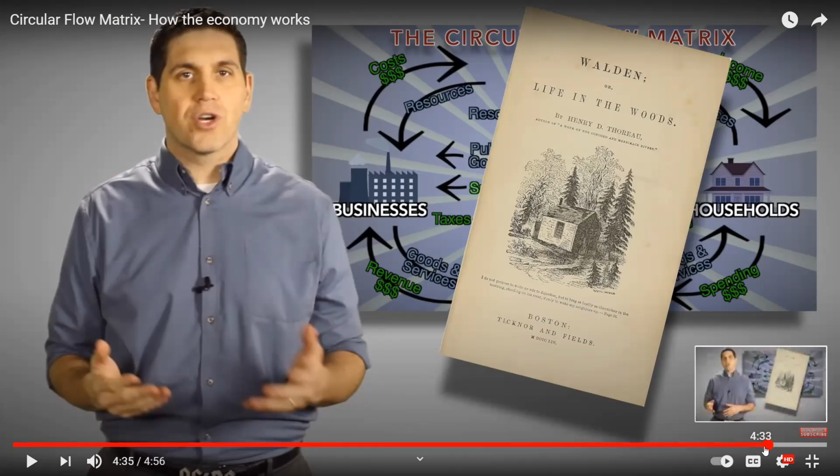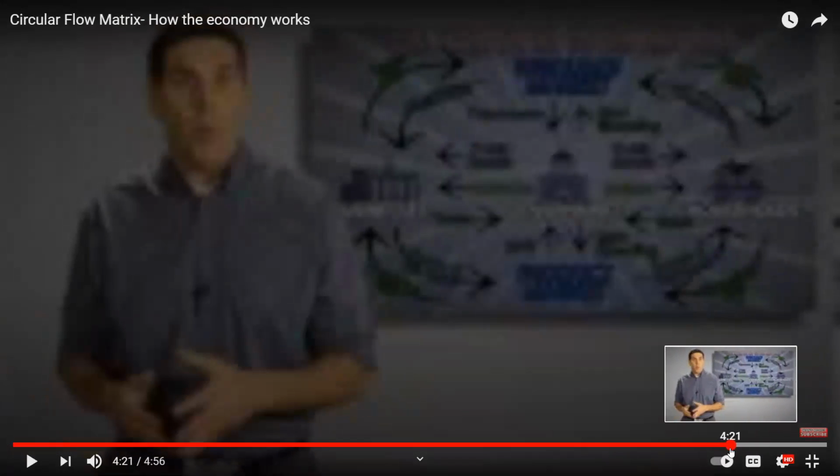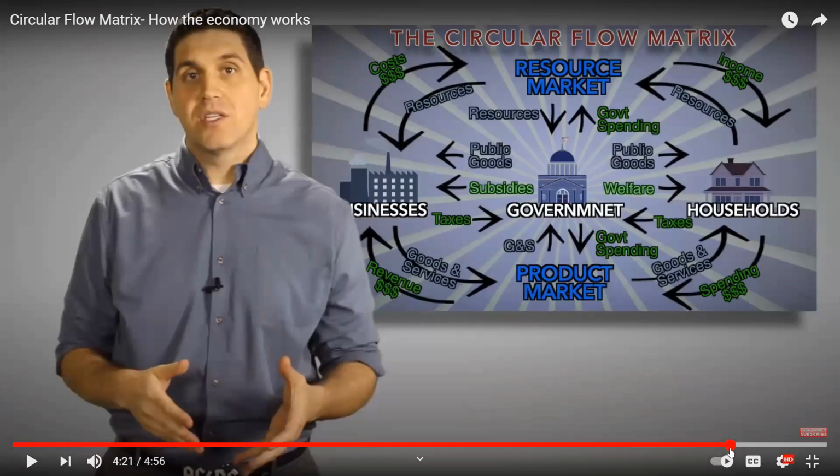The other thing I want to point out is his graphic. This is a very common way that the circular flow is represented. Now, there's a couple of things that are missing, and he talks about all those in another video. You know, where do you put investing? Where does the stock market fit into all of this? Where do you put savings?